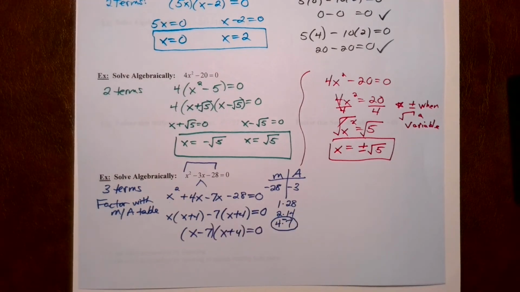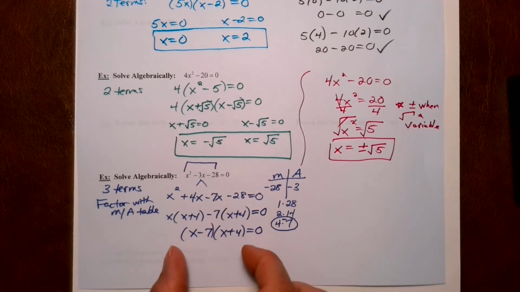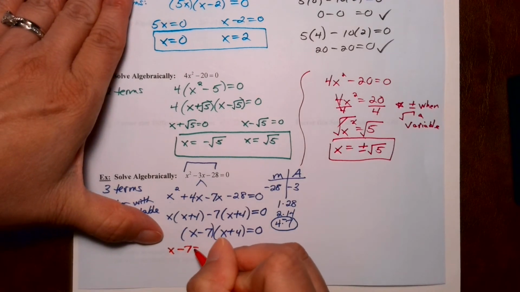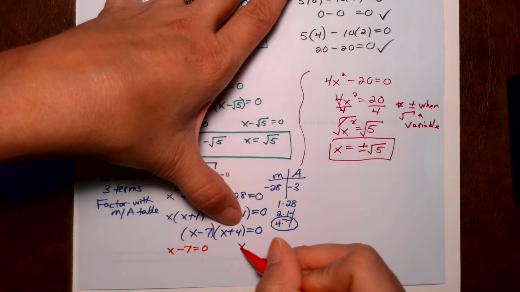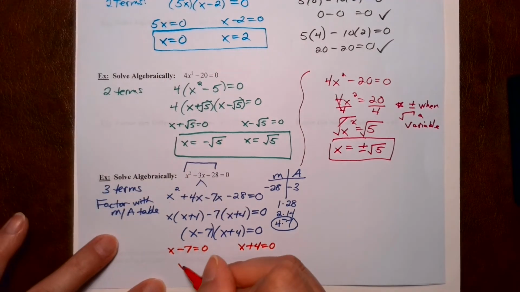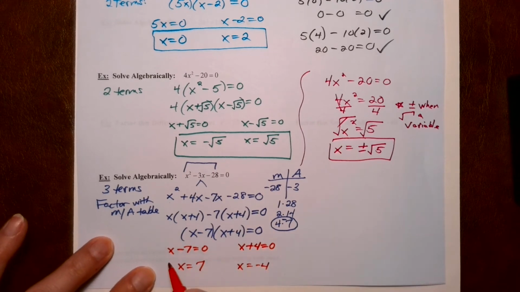In terms of our steps, I had everything on one side. Step 2, factor. So we've only done steps 1 and 2. Now it's time for step 3. Set each factor equal to 0. X minus 7 is 0. X plus 4 is equal to 0. And so my solutions are positive 7 and negative 4.